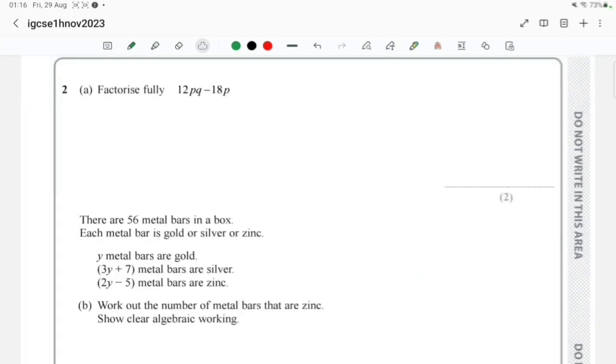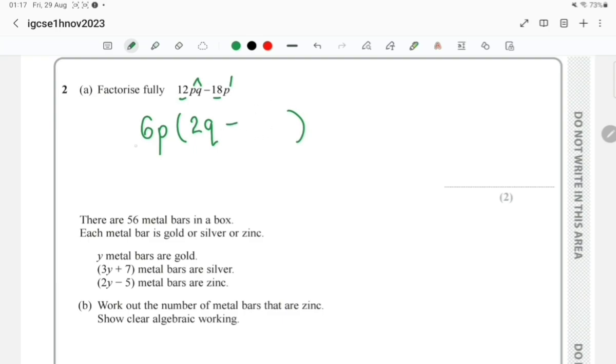Factorise fully 12pq minus 18p. In this question, I know that both 12 and 18 are divisible by 6, so I will take the common factor 6 outside. Now in pq and in p, what is common is the p, so I'll take p outside. What will be left here is 12pq divided by 6p, which is 2q.